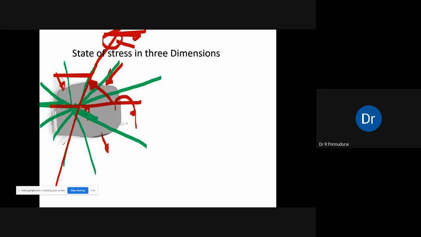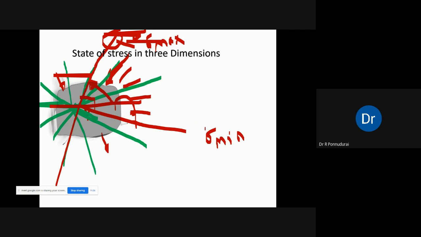So at 90 degrees to the plane, that plane will have the minimum stresses. This plane will have the maximum stresses. Whereas in between, any other planes will have stresses intermediate between sigma max and sigma min. At 45 degrees to the maximum principal plane, we have the maximum shear stress, tau max.